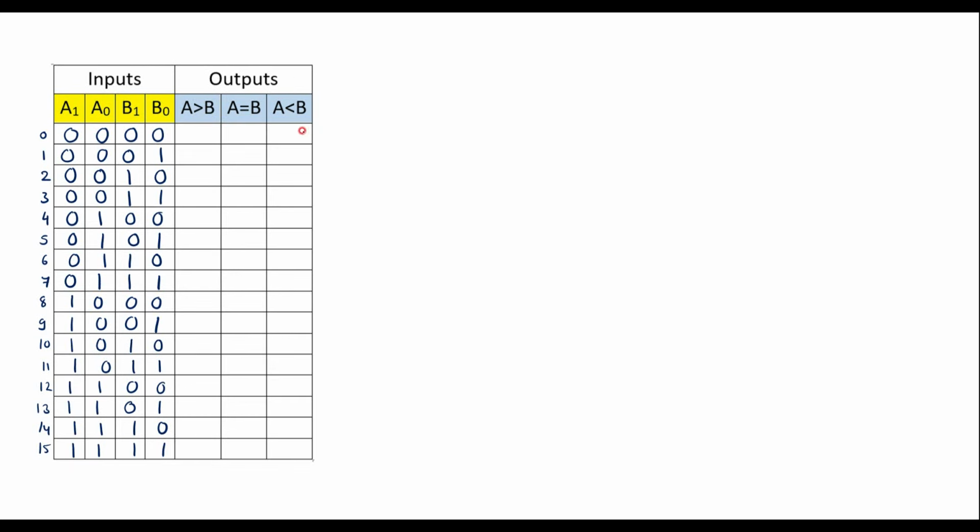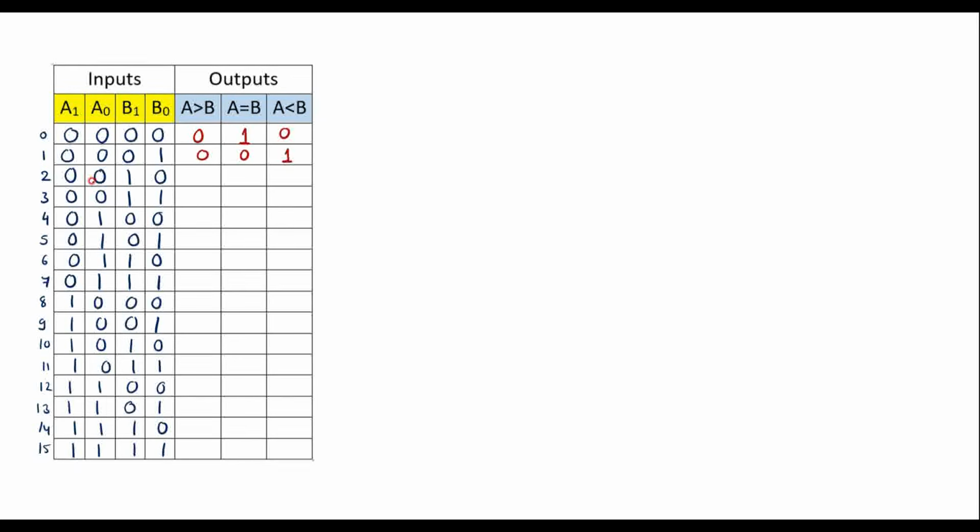Now we'll try to write the output column. Here A1 A0 is 00, B1 B0 is 00. Both values are equal. So we should write 1 in the equal column. This is 0, this is 0. Here A1 A0 is 00, B1 B0 is 01. It means A is 0, and here B is 1. So A is less than B. So here A is less than B.